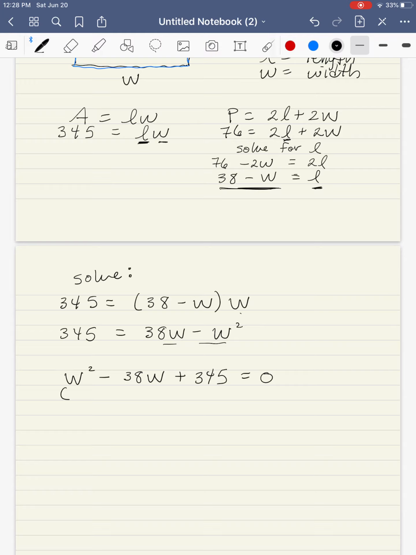Then I look for common numbers, which I do not have any. I look for common variables, which I do not have any. And then I try to factor. So I have W here, W times W is W squared. And then I'm looking for two numbers that multiply to give me 345 and add to give me negative 38. Because this is positive, they both have to be negative numbers. So two numbers that multiply to give me 345 and add to give me 38.